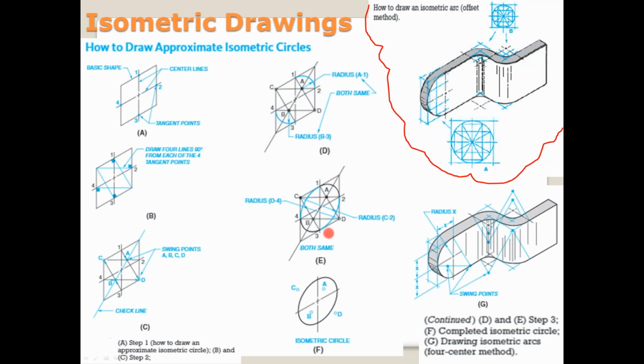And then you do the same thing. You're going to use these different swing points now, C and D, because you already established 4 swing points.